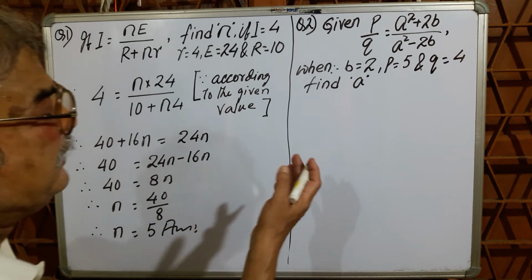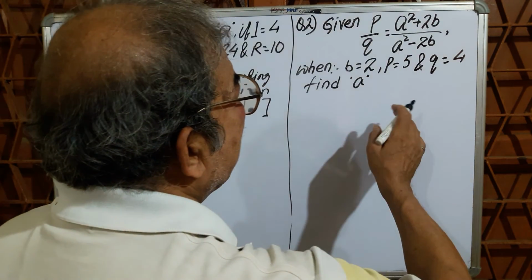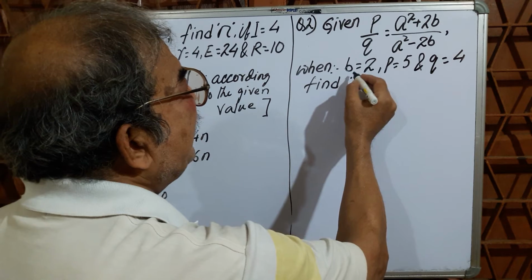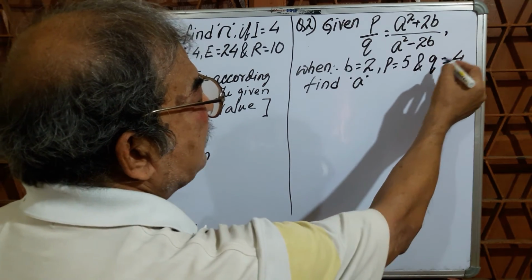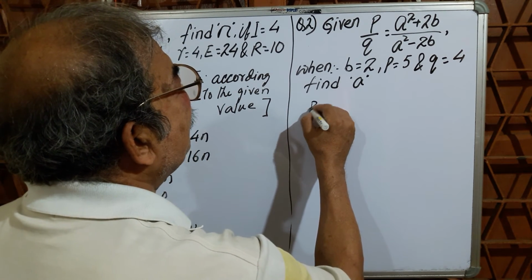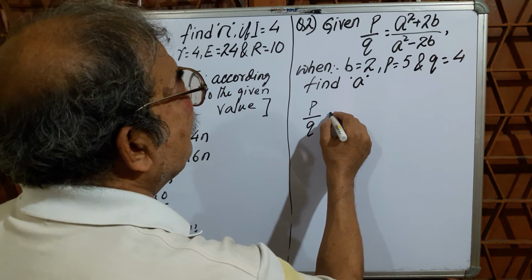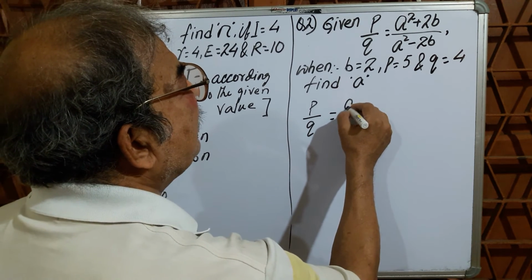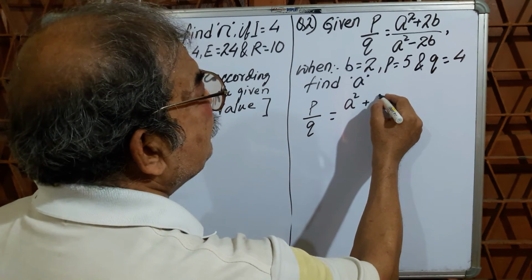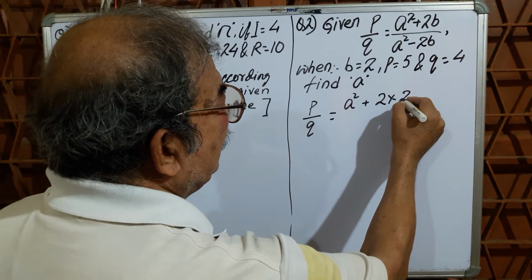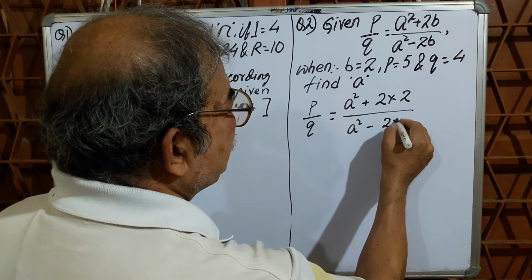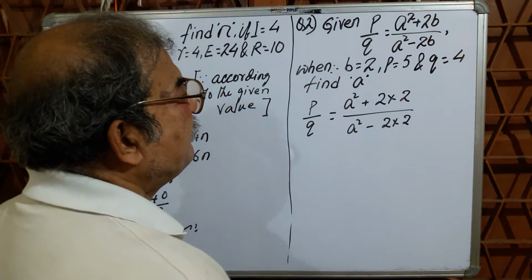This is the answer. Second question like this: P by Q equal to a square plus 2b by a square minus 2b, where b equal to 2, p equal to 5 and q equal to 4. Find a. First line you just write P by Q. Total don't change in a single line. You write a square plus 2 into 2, that is 4, 2 into 2, and this is a square minus 2 into 2.